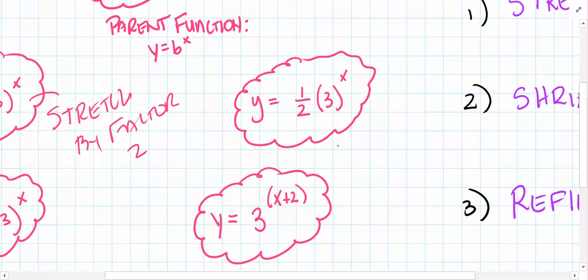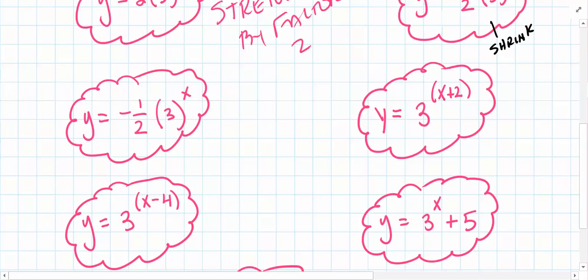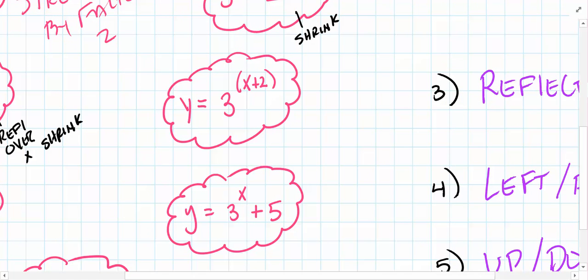It's moved down 1 unit. Yeah, this is going to be our shrink. We're going to talk about that one. That's going to be our shrink. What about negative 1/2 3 to the x? Reflection over x. That's going to be our reflection over the x, and also a shrink, and we're going to talk more about that one in a second. Okay, what about 3 to the x plus 2? What did you come up with for that one?